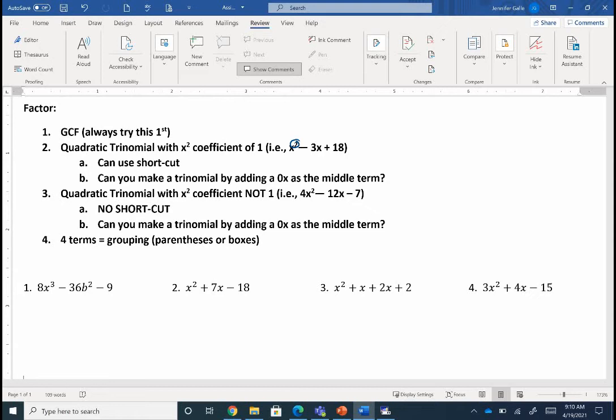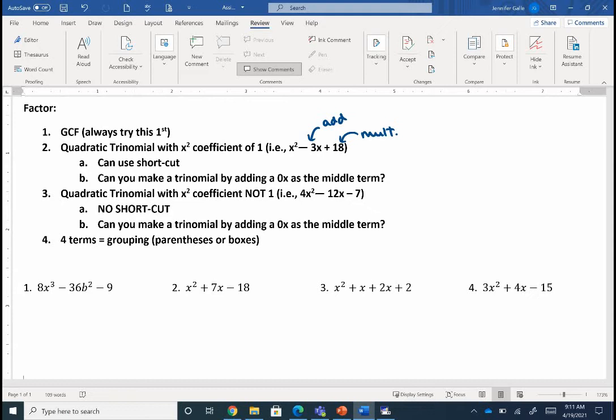Our little shortcut for this, or if you choose to do the long way, this was the one where we multiply to get the last number, and we add to get the middle number. So if you're unsure of our factoring techniques, guys, this is the piece to really focus in on. This one does have the shortcut. And then we've also seen where we can make a binomial into our trinomial by putting 0x as our middle term, and we will refresh on that today.